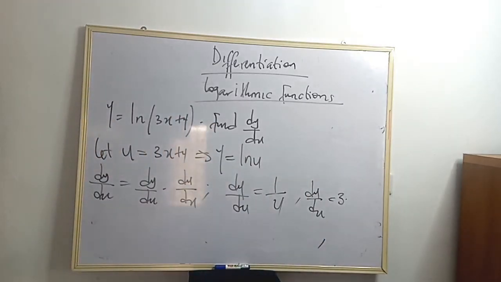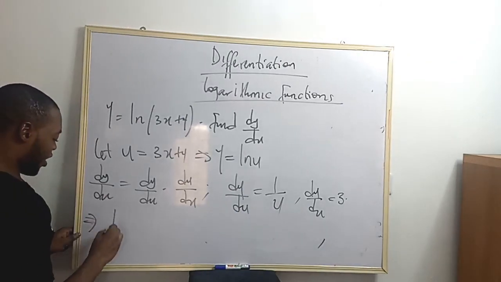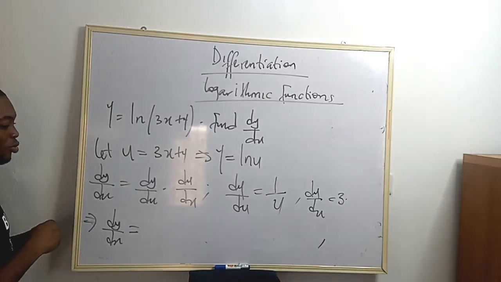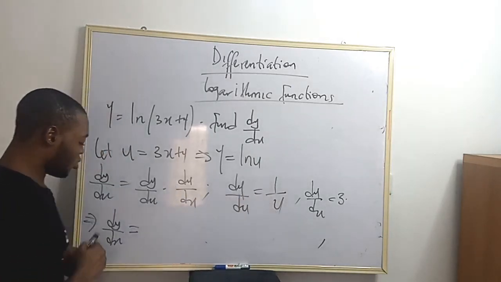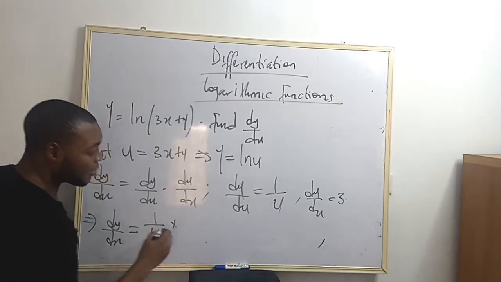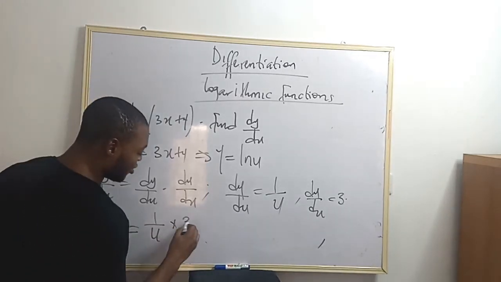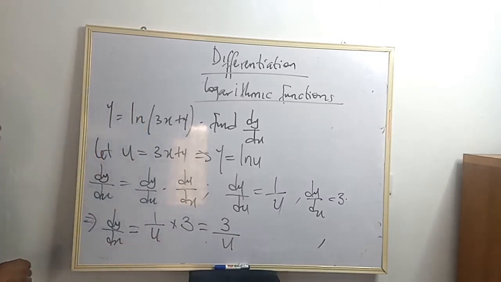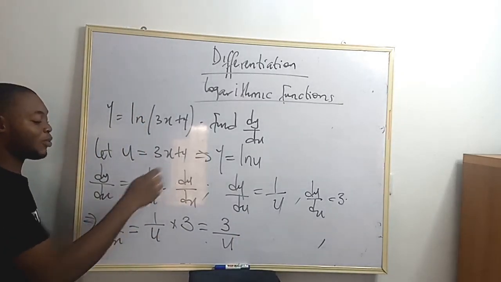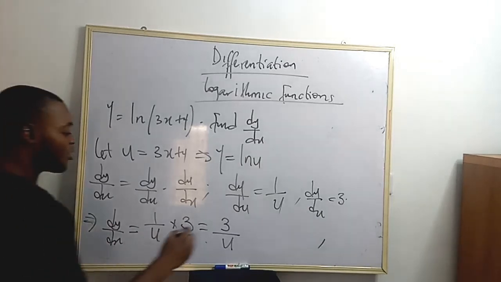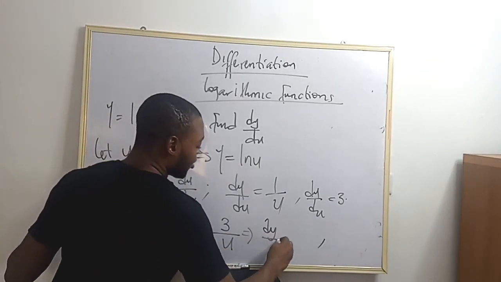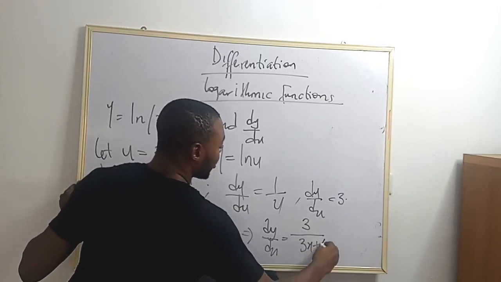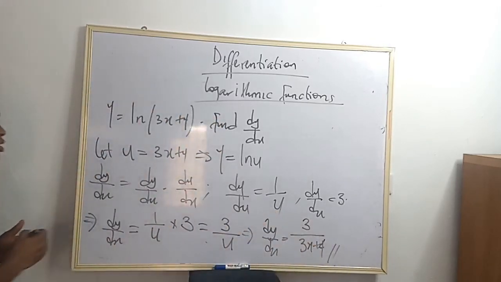So now we have dy/dx to be equal to dy/du. What is our dy/du? 1 over u, times du/dx. What is our du/dx? 3. And that is equal to 3 over u. But remember that your u equals 3x plus 4. So substitute that. So dy/dx will be equal to 3 all over 3x plus 4. So that is the derivative of that.